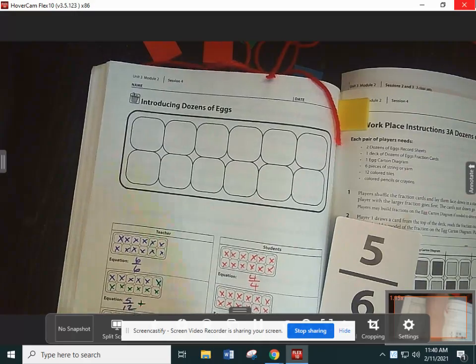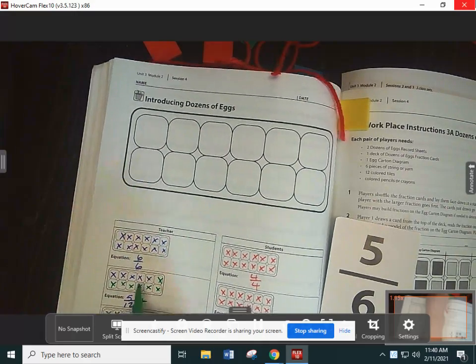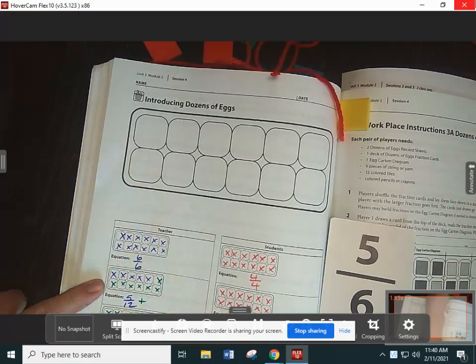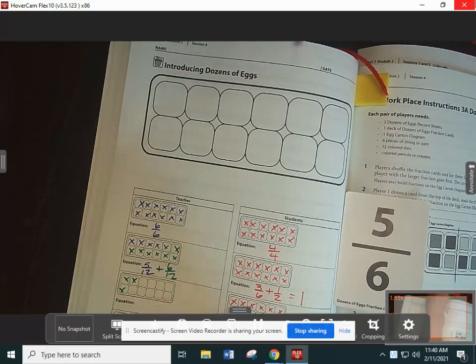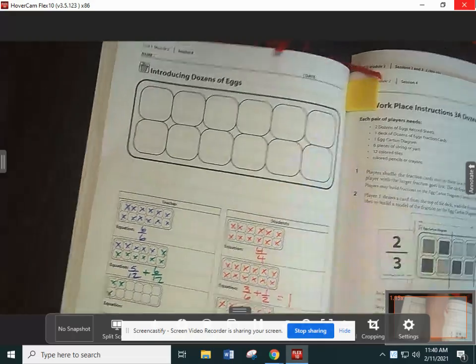Okay. By 3 eggs. What is this? What did I just add to this? How much is that? 6/12. You know, I bet I should be looking at the rules. I might be telling you to play it wrong.